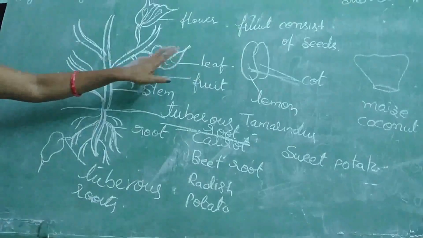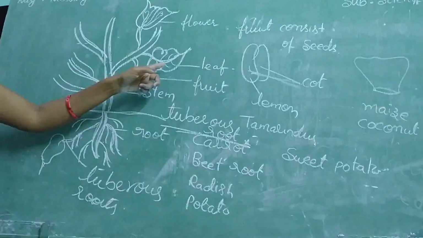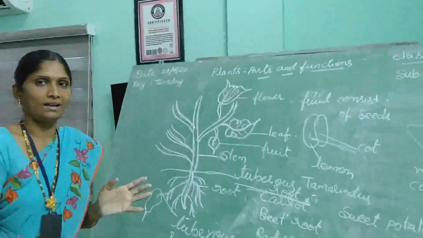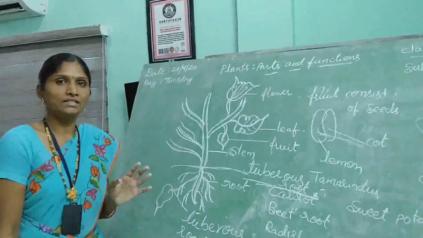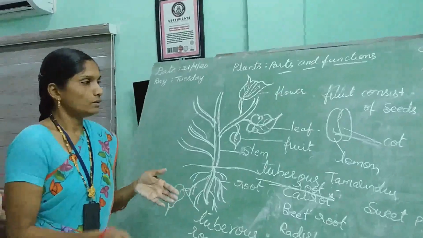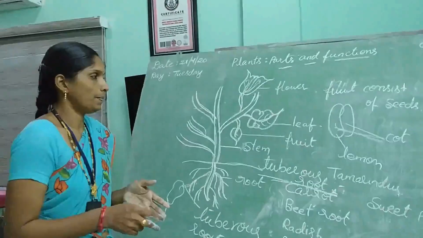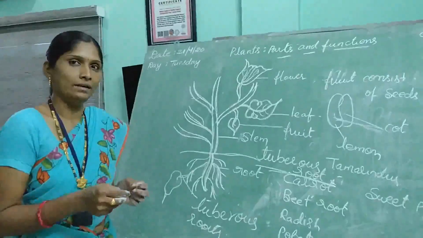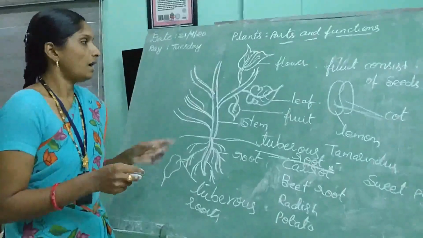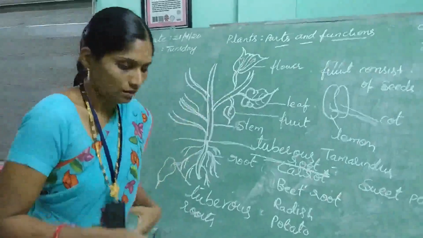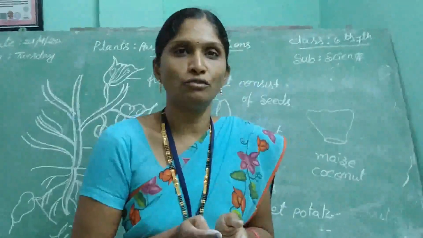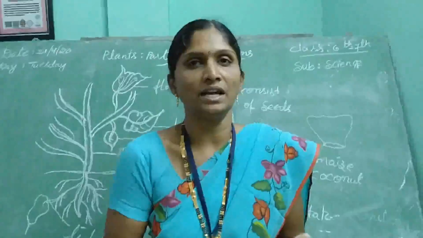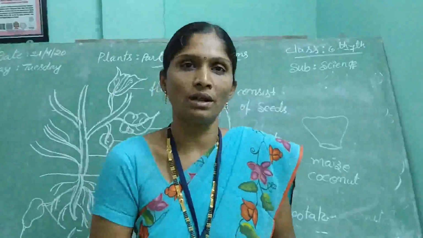Okay, and the second part is the leaf. A leaf consists of two types of venation. The first is reticulate venation and the second is parallel venation. Reticulate venation is found in dicotyledonous plants and parallel venation in monocotyledonous plants. And the use of the leaf is making the food material and trapping solar energy.